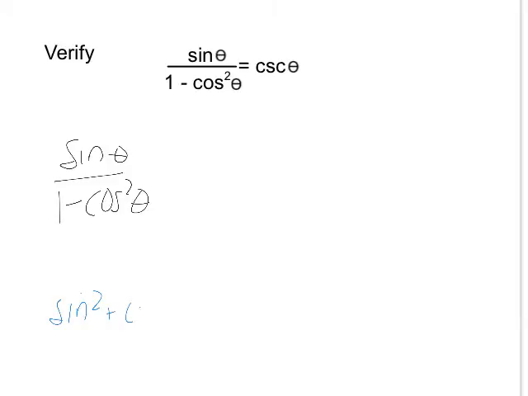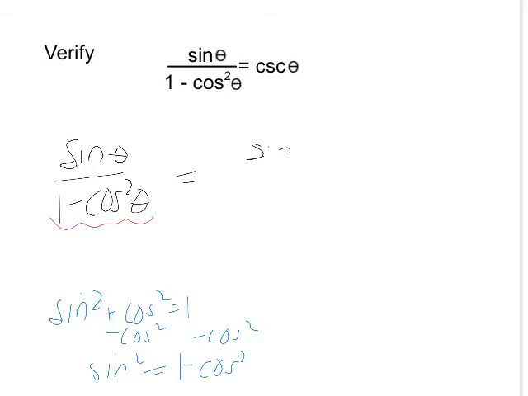Sine squared theta plus cosine squared theta equals 1, right? That is your Pythagorean identity. That's the very first one that's listed. If you subtract cosine squared from both sides, you will see that sine squared equals 1 minus cosine squared. So I'm actually going to take this 1 minus cosine squared and plug in a sine squared.